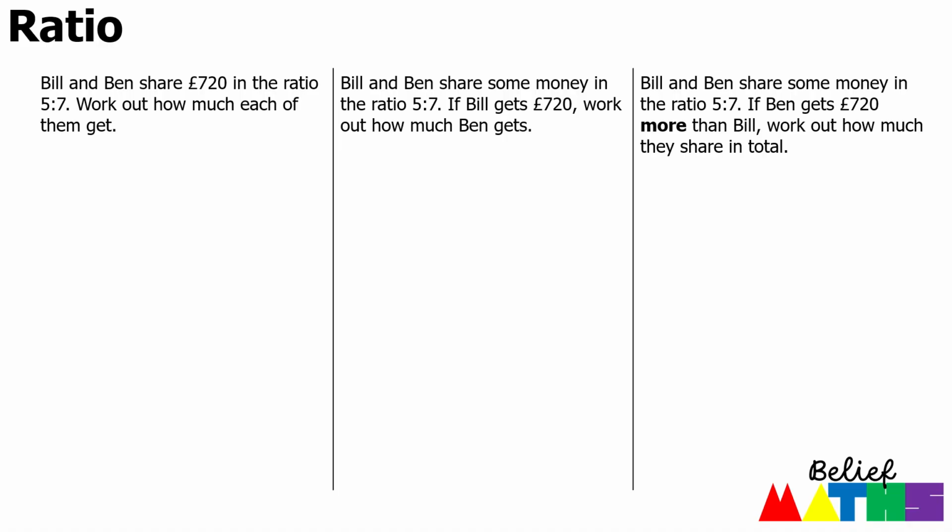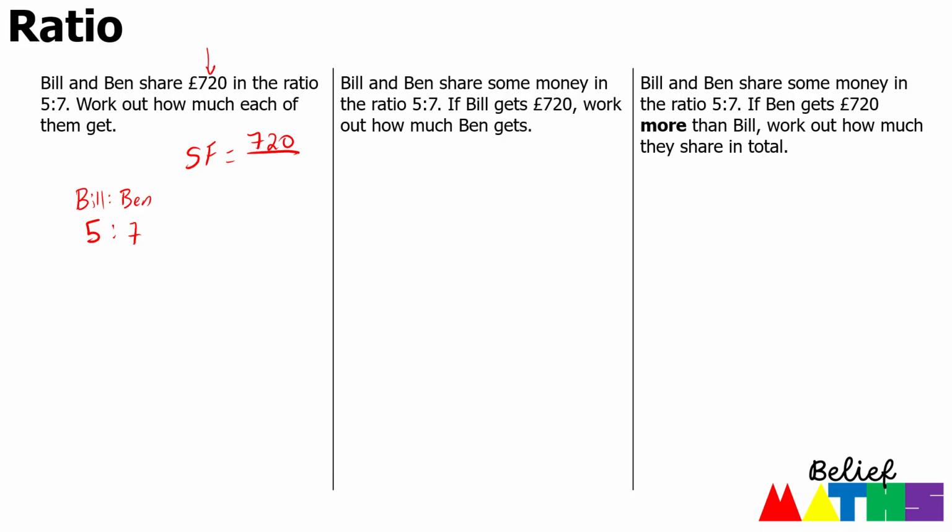Ratios, if you haven't watched my first video, I do encourage you to go back. I've done very similar questions to this, but you can do this in exactly the same way. So we've got Bill and we've got Ben, and they're in a ratio of 5 to 7. And every time we want to find the scale factor. And the scale factor is always the amount of money, 720, divided by something.